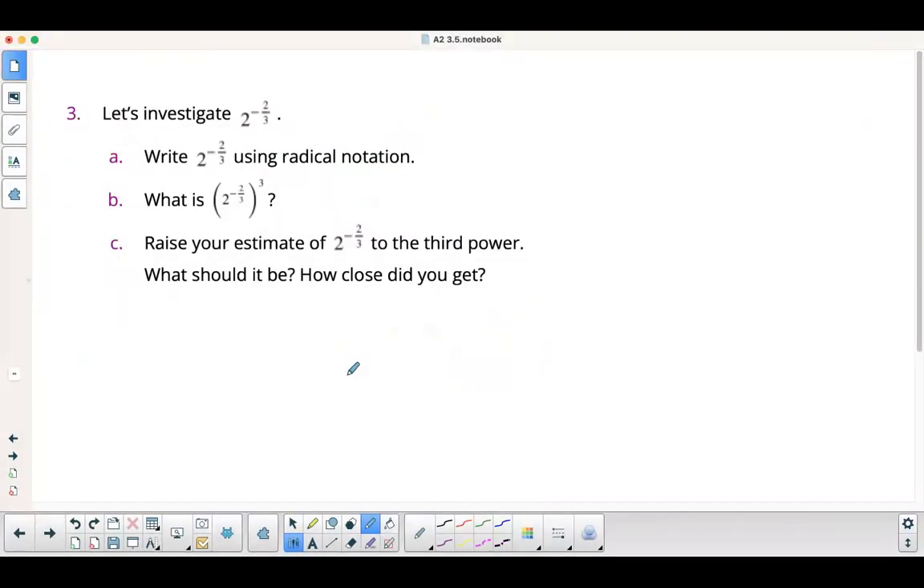All right. So let's investigate 2 to the negative 2/3. So we're going to write it in radical notation. So it's going to be 1 over 2 to the positive 2/3, which is going to be 1 over, remember, power over root, 2 squared cubed root. So if you want to write it as 1 over, let's call it cubed root of 4, that would work, okay?